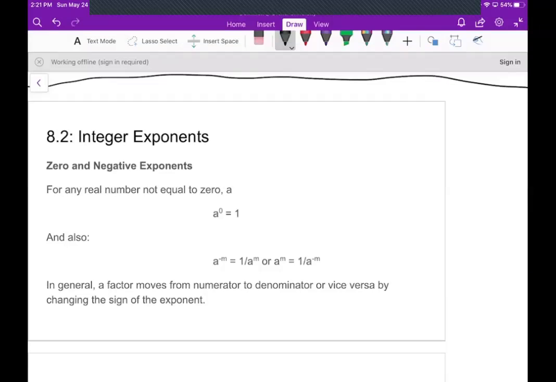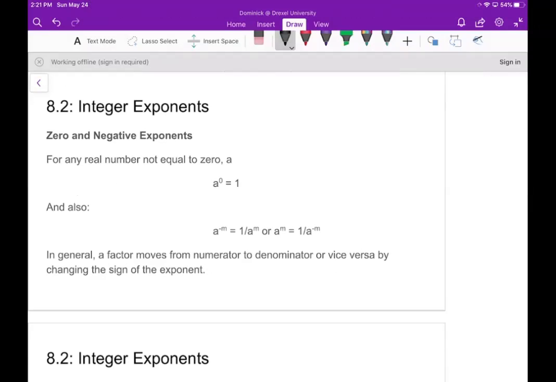Okay, guys, welcome. Today we're going to talk about integer exponents as a whole, and specifically we're going to focus on exponents that are 0 or negative. So the two rules that involve negative exponents and 0 exponents are the following. Quite simply, if you have any real number a that's not equal to 0, anything to the 0 power is always going to return 1, right?